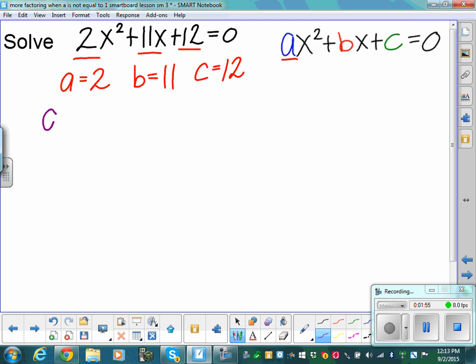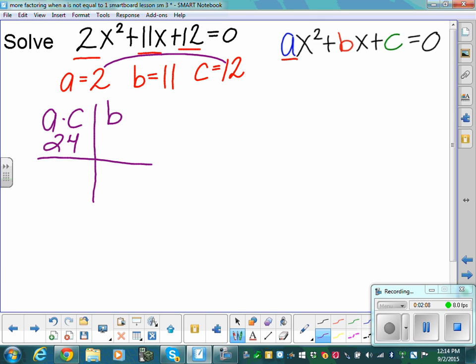So what we're doing is what multiplies to be a times c and adds up to be b. I always draw my little chart. So then a times c, don't write 2 times 12, actually multiply it out. 2 times 12 is 24, so it multiplies to be 24 and adds up to be 11. I go through and list all the factors of 24 so that we can look at what we could choose from. 1 times 24, 2 times 12, 3 times 8, and 4 times 6. Those things all multiply to be 24. They're all factors of 24.